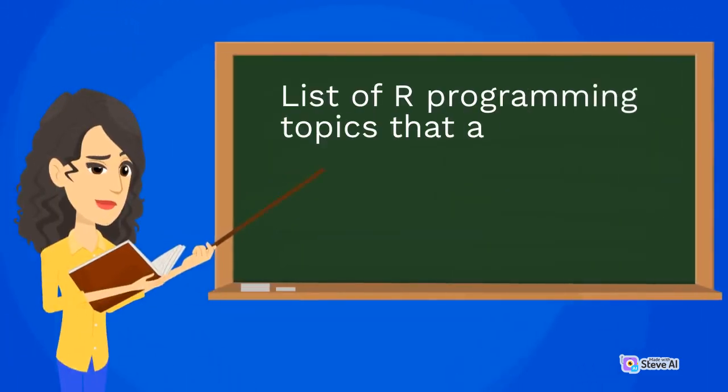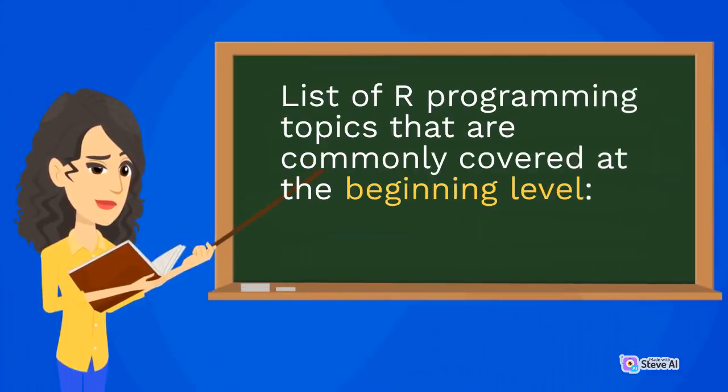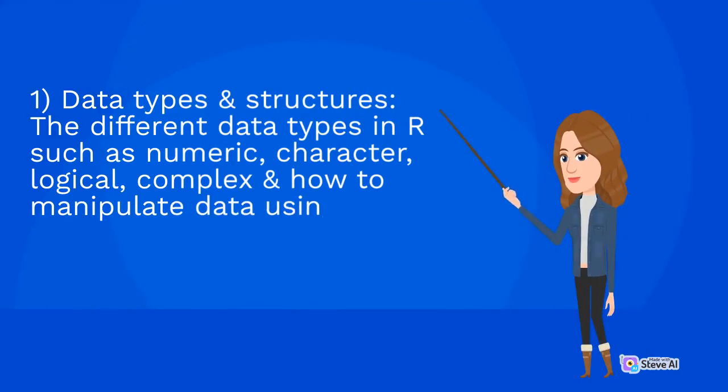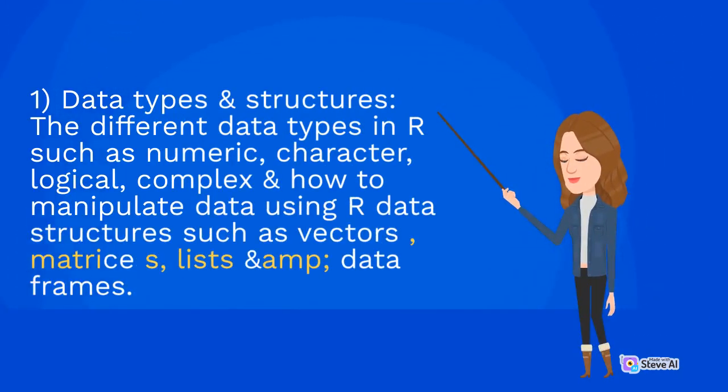List of R programming topics that are commonly covered at the beginning level. 1. Data types and structures. This involves learning the different data types in R, such as numeric, character, logical, and complex, and how to manipulate data using R's data structures such as vectors, matrices, lists, and data frames.